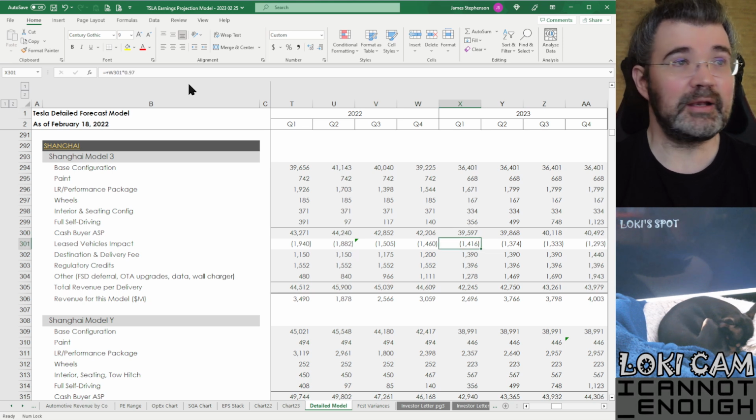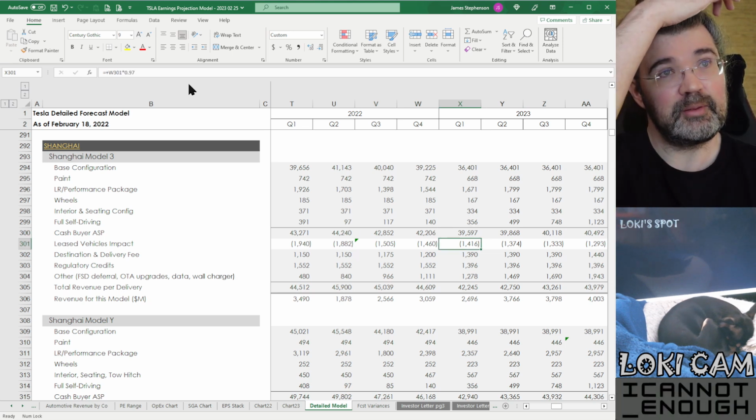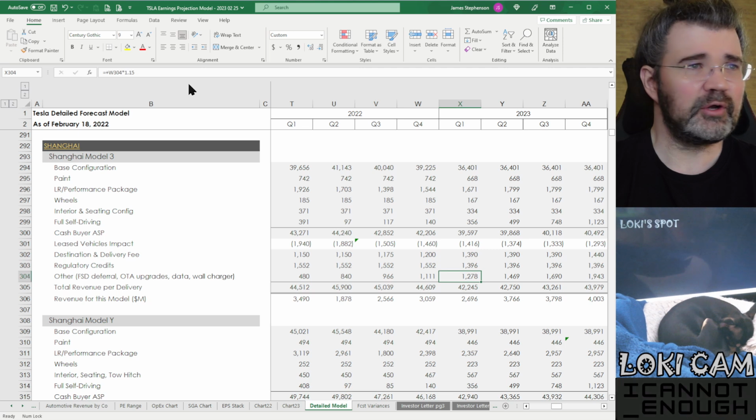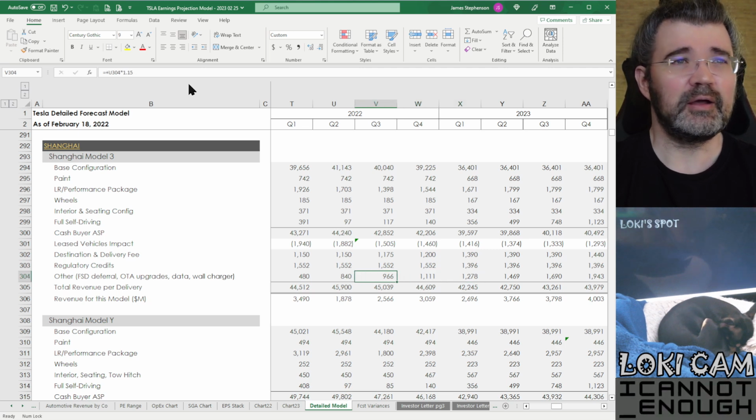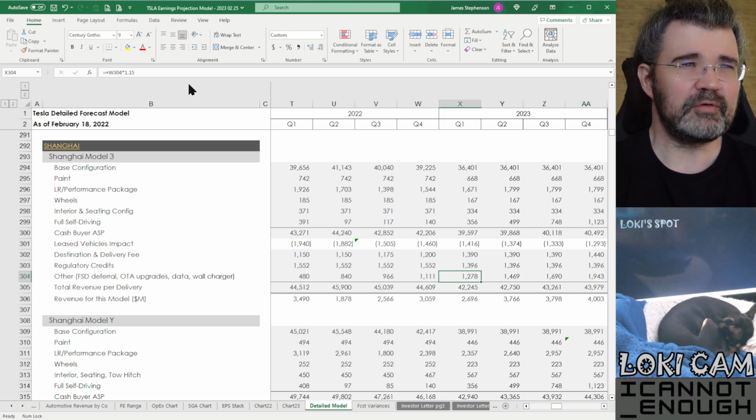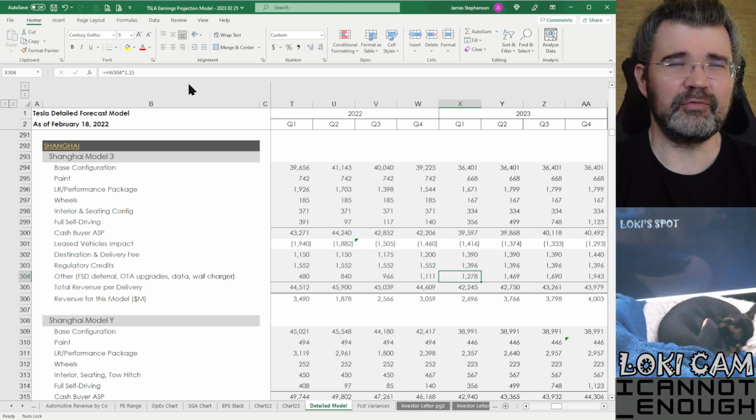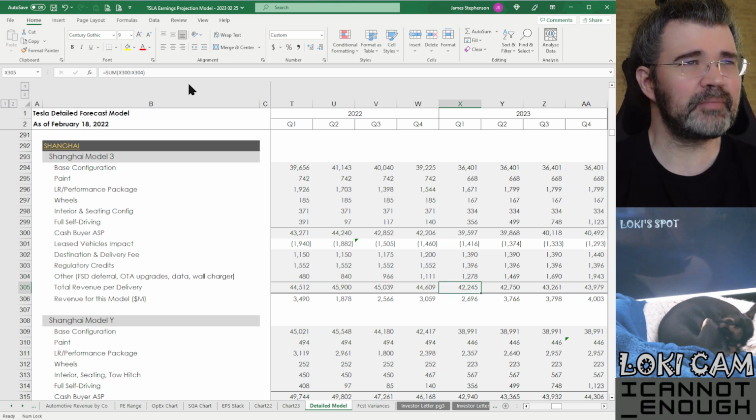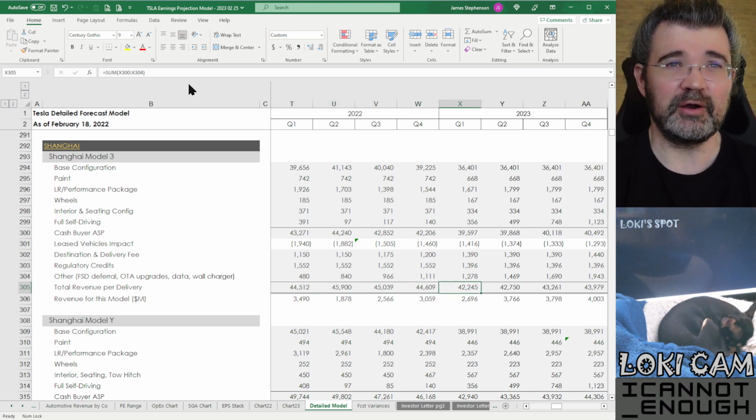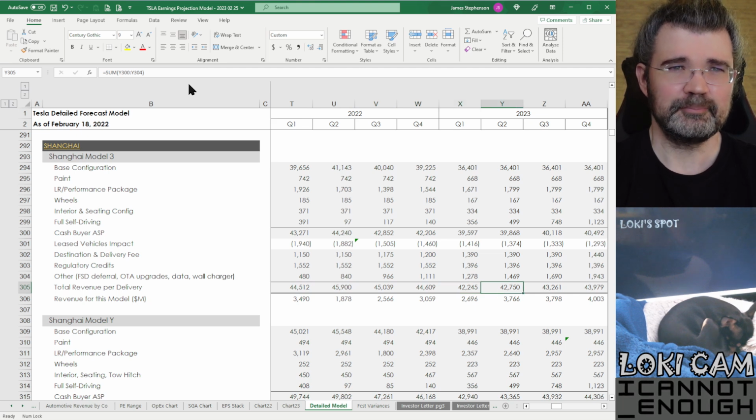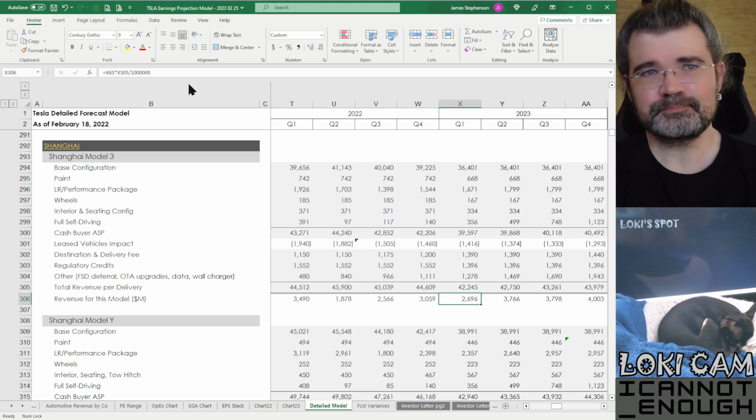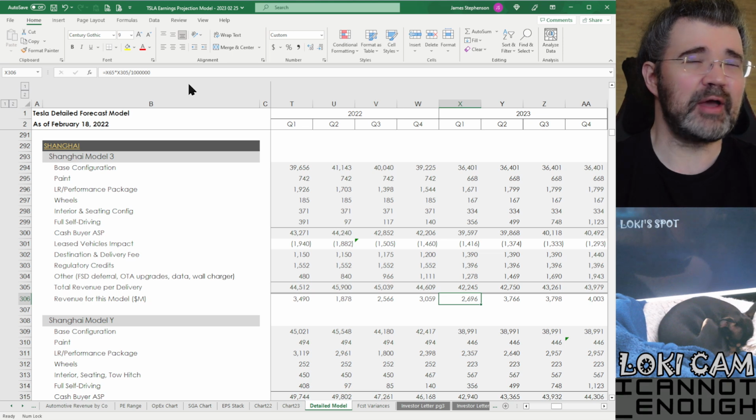At the cash buyer ASP line, then we've got some leased vehicles impact here, which is always a negative. Destination delivery fees, regulatory credits, other. So the other ought to rise over time as more people buy the over-the-air upgrades, data plans, FSD subscription packages, etc. So that gets you to total revenue per delivery. Instead of the 45 grand it was last year, maybe more like 42, 43, something like that. So revenue for this model, 2.7 billion on Shanghai Model 3s.